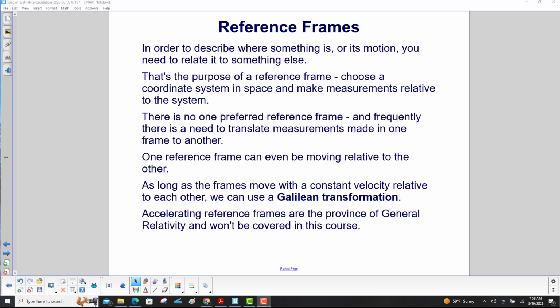As long as the frames move with a constant velocity, that's key, zero acceleration, relative to each other, we can use a Galilean transformation. Accelerating reference frames are the province of general relativity and won't be covered in this course.